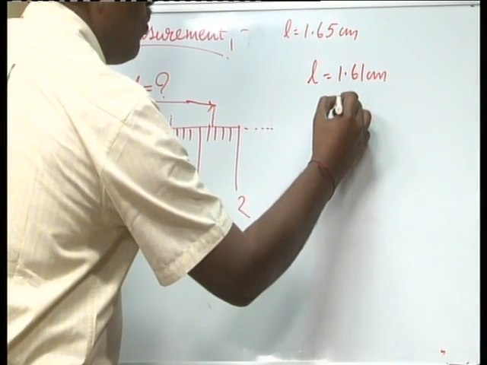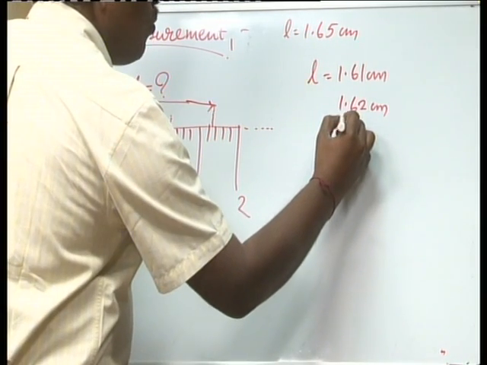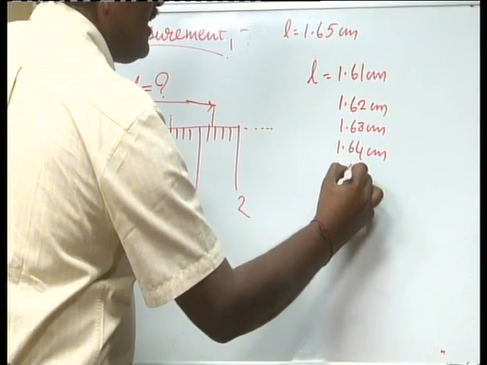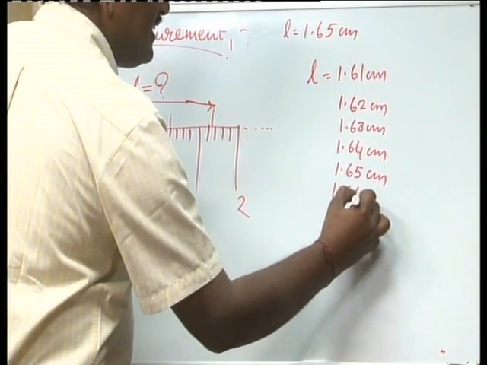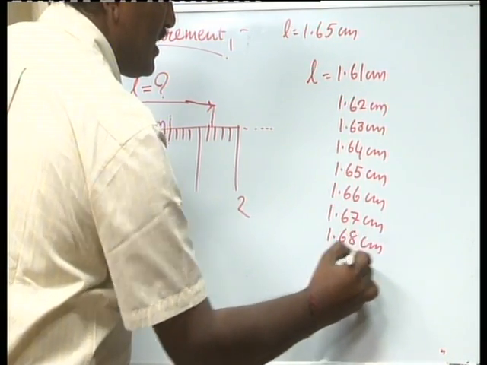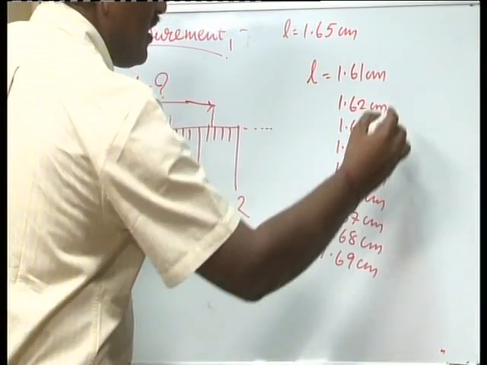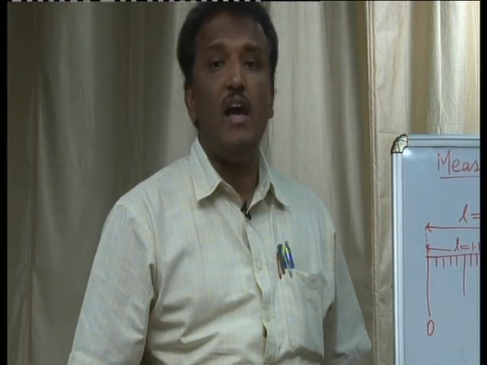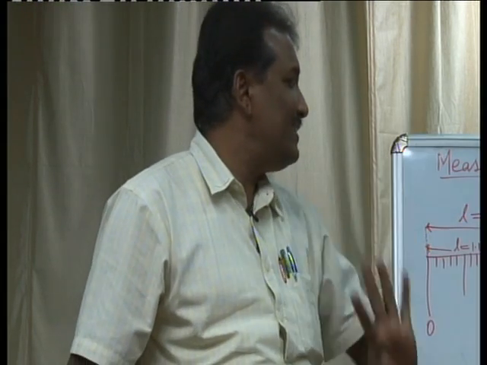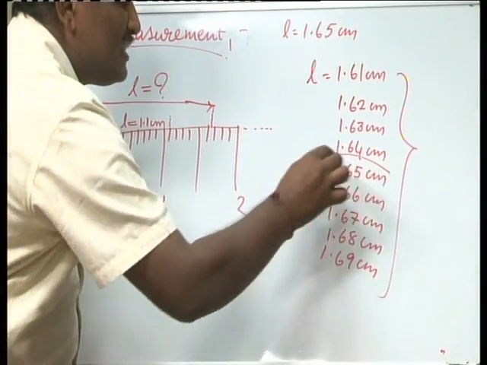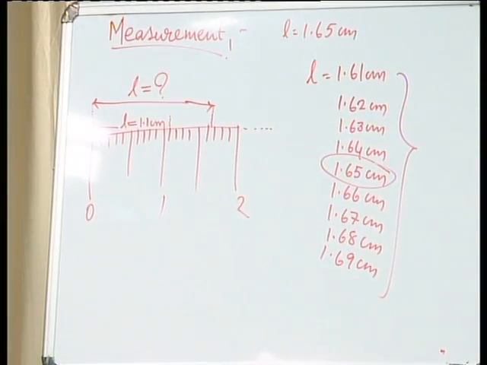Then why not 1.62 centimeter, 1.63 centimeter, 1.64 centimeter, 1.65 centimeter, 1.66 centimeter, 1.67 centimeter, 1.68 centimeter, 1.69 centimeter. So observe this bunch of values. All the values are definitely greater than 1.6 centimeter, but less than 1.7 centimeter. Why will your answer be restricted only to 1.65 centimeter? Why not the other 8 values? It means you don't have an answer.